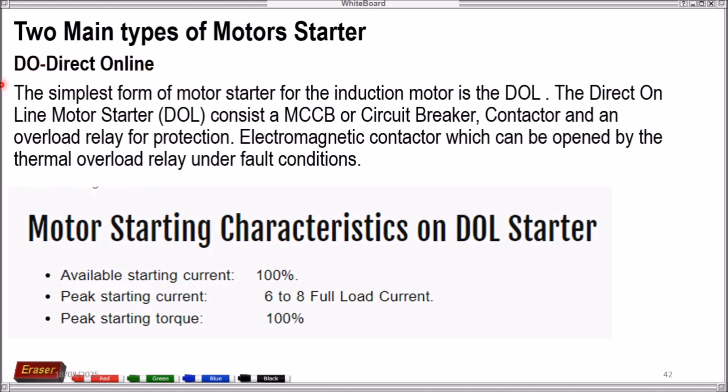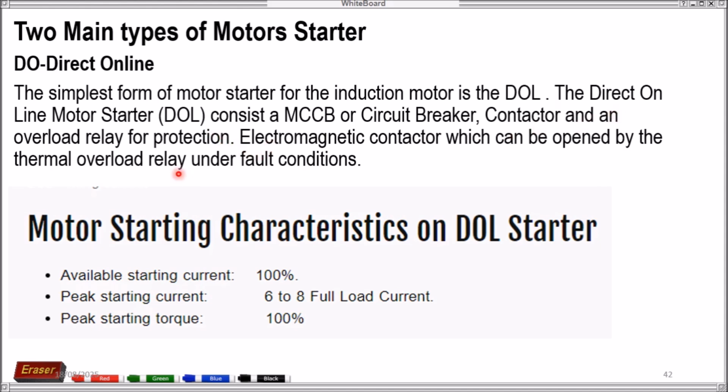Then we go to the different types of motor starters. So motor starters are usually used to control the starting parameters of our motor, thereby protecting the motor itself, especially from the starting current, which is 6 to 8 times the full load current. So the direct online or DOL, so that is the simplest form of motor control. So it doesn't basically control the starting current.